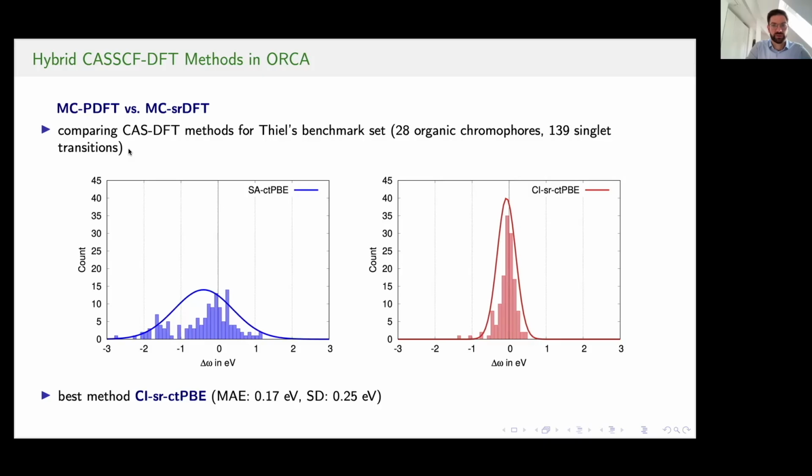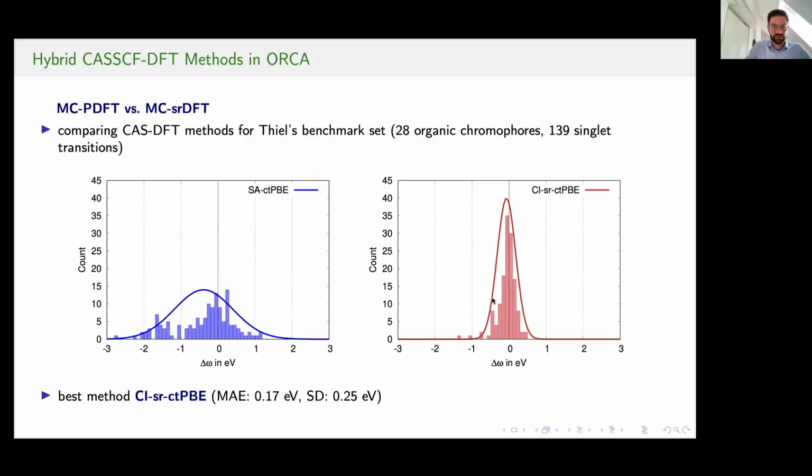We've also done some benchmarking, comparing various short-range DFT and MC-PDFT functionals with accurate references for the TL benchmark set of 28 organic chromophores and 139 singlet transitions. So here are the best performing functionals that we have for the MC-PDFT and the short-range DFT. For MC-PDFT, the state-average approach with the state-specific densities using the complex translated PBE functional gives the best accuracy, which is actually fairly low.